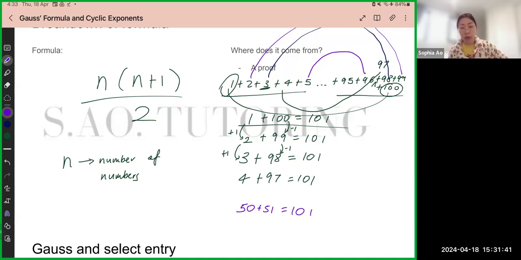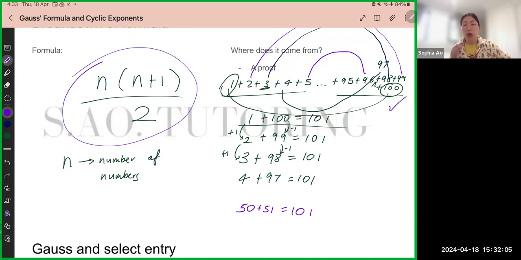We know we get 50 pairs of 101 as well, because from 1 to 100, we have 100 numbers. A pair, by definition, a pair is 2. Okay, so we get 50 pairs of 101. Okay, that's where the formula really comes from. Okay, but we actually prefer to usually use a formula like this because this one is a quite nice one, 1 to 100.